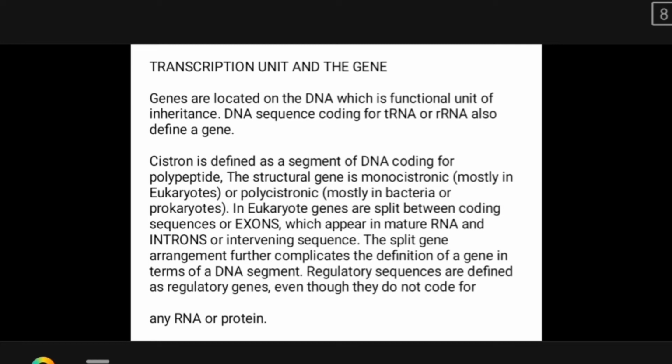Transcription unit and the gene. Genes are located on the DNA, which is the functional unit of inheritance. Genes are what? They are the functional unit of inheritance. And DNA sequences coding for tRNA or rRNA also define a gene.